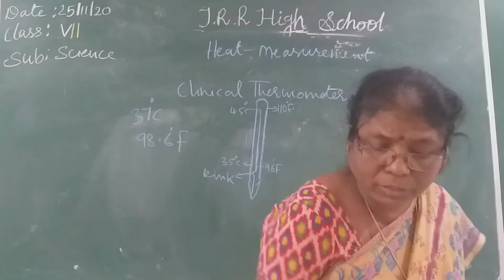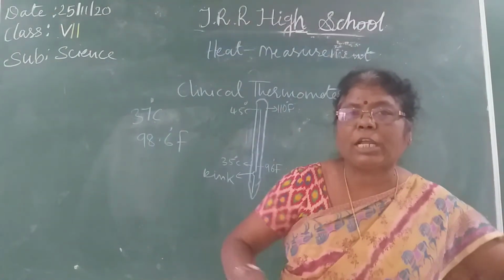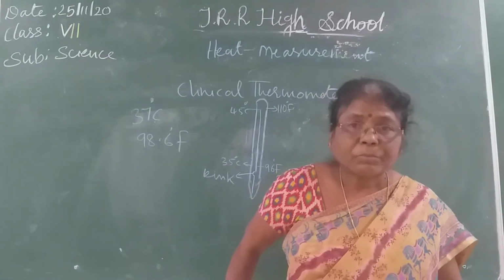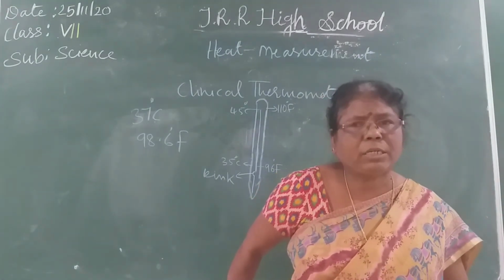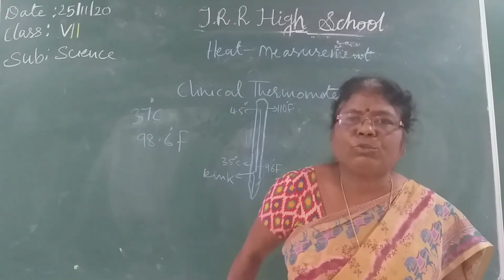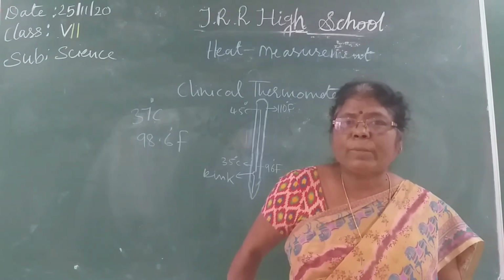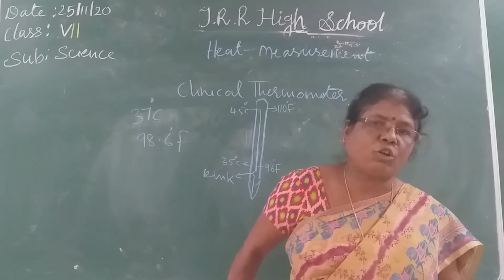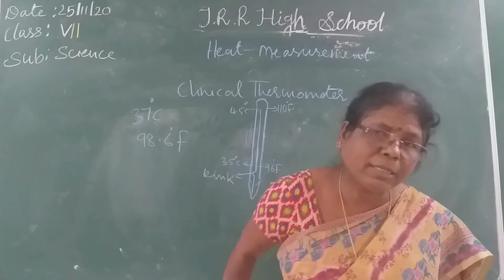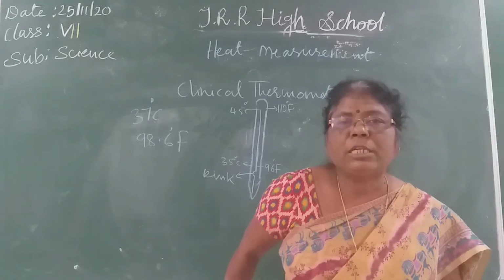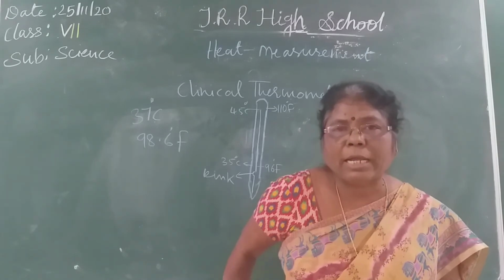Now, how to measure the body temperature? Either you can keep it under the arm or you can keep it under the tongue. You can find the temperature by using this. So what is our normal temperature in the Celsius scale? 37 degrees Celsius is the normal human body temperature in the Celsius scale, and in the Fahrenheit scale, 98.6 degrees Fahrenheit.